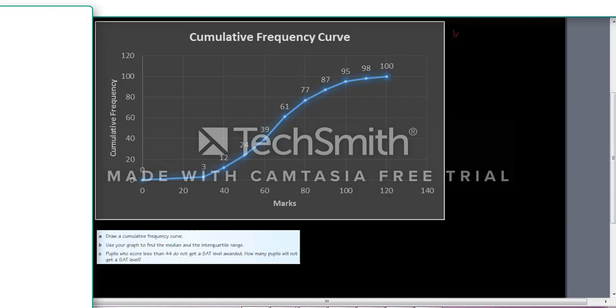we know that the median is the middle value. It is halfway through the entire set of data. So here, since the frequency is 100, the mid value would be at 50. So roughly here is where 50 would be. So I draw a straight line from the 50 onto the curve.